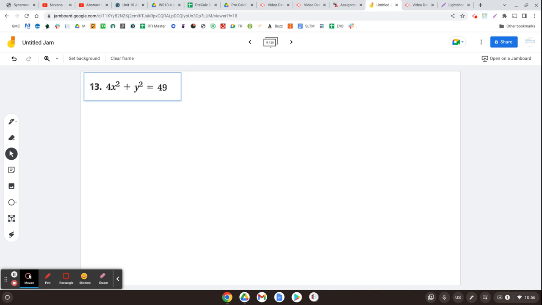But for now, we're going to focus on this because it's super difficult. This is completing the square with our coefficient not equal to 1. And it's tricky, but you can do it. You've got to practice it.